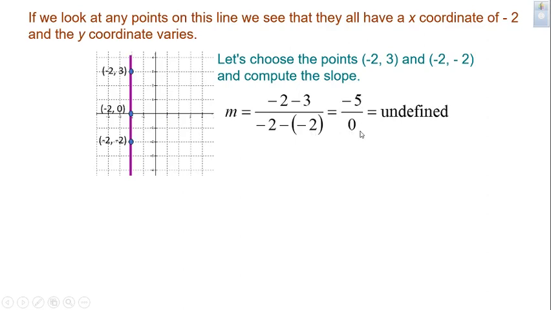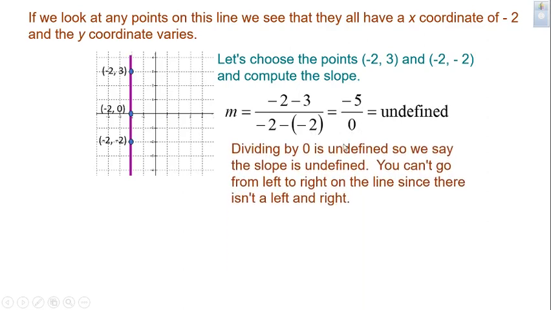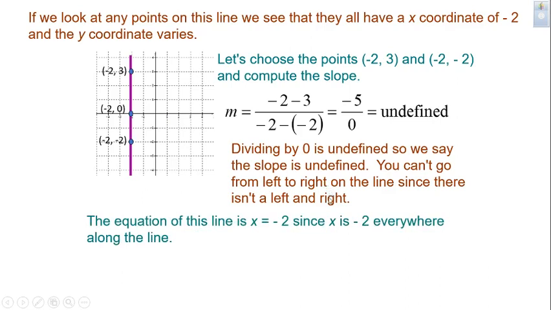So we have a change in y over 0. Well, we cannot divide by 0 because dividing by 0 is undefined. That means there's literally no number that results. And so the slope of a line that is vertical does not exist. There is literally no number that will work. We say that the slope is undefined. And so when a line is vertical, it has no slope.